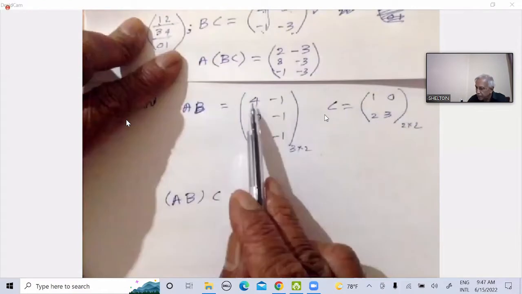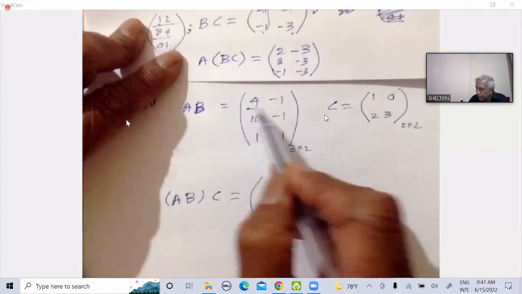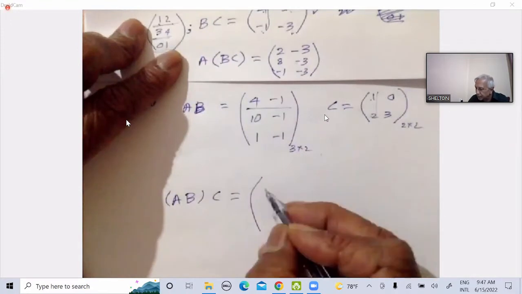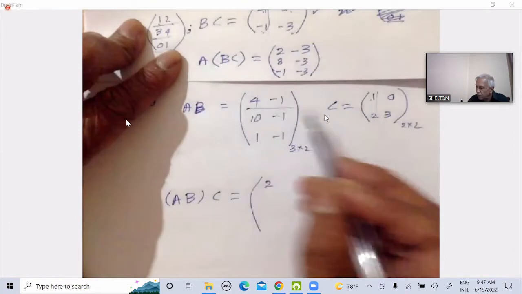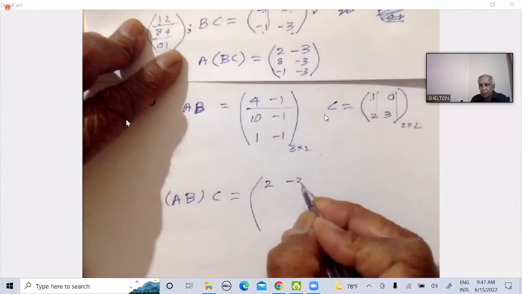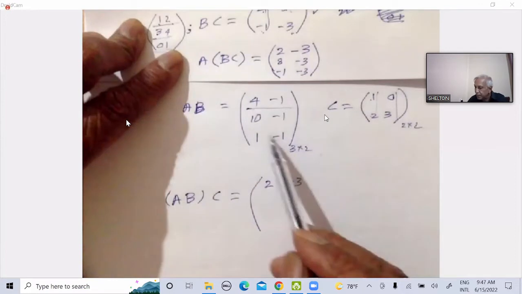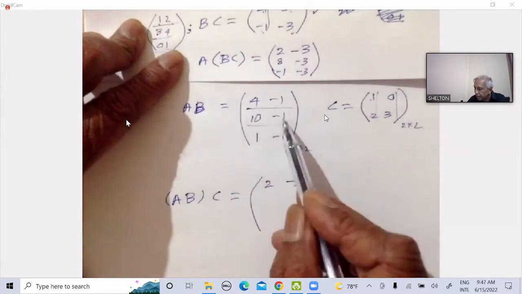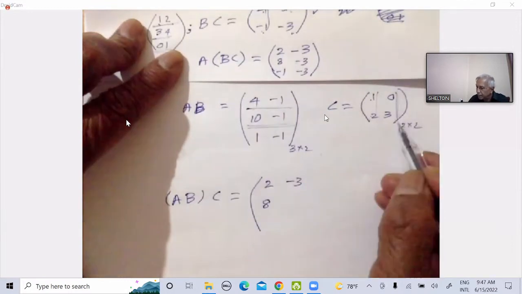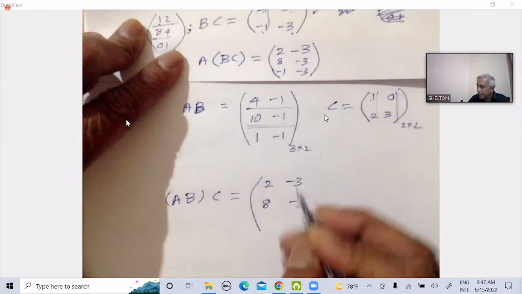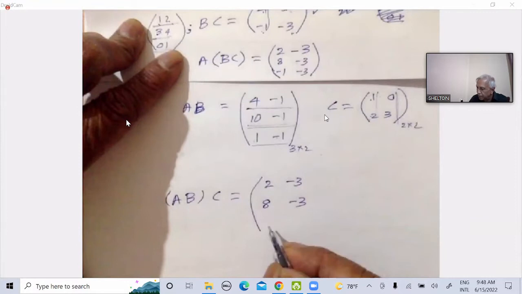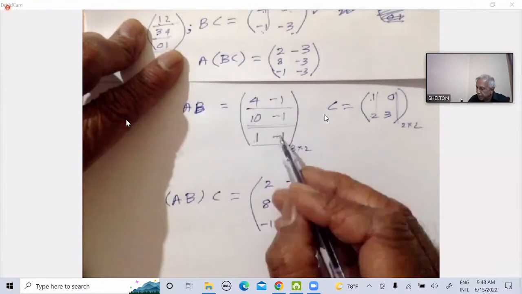4 times. So the compatibility condition is satisfied. 4 minus 2, that is 2. 4. 0 minus 3. Then the second one. This one times this, 10 minus 2, 8. This one times this, 0 minus 3. Last one. This one times this, 1 minus 2, minus 1. This one times this, minus 3.